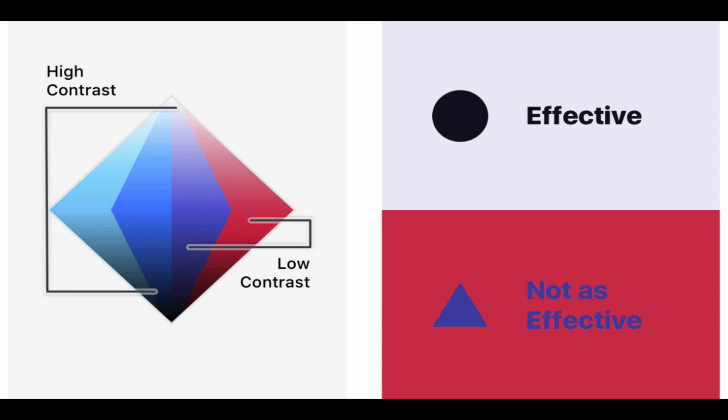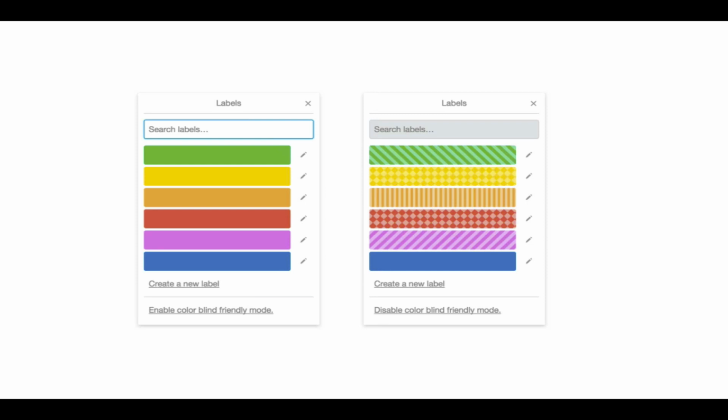But there we go. This is in Trello. It's one of my favorite examples. Don't only rely on color. There's a colorblind mode with different patterns. Arguably, the yellow and the red patterns are too similar, but you get the point that you can use patterns.